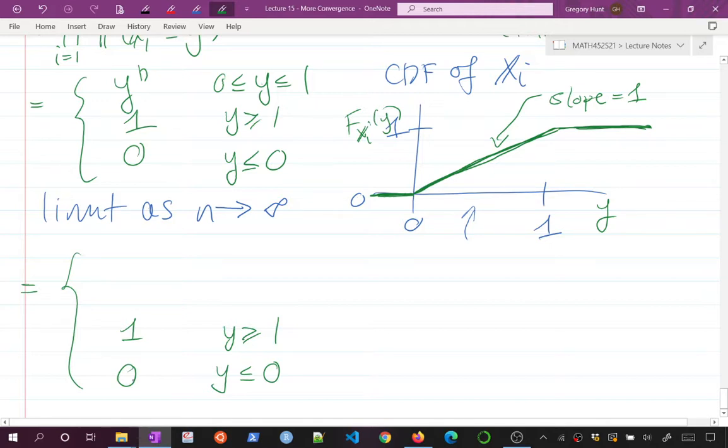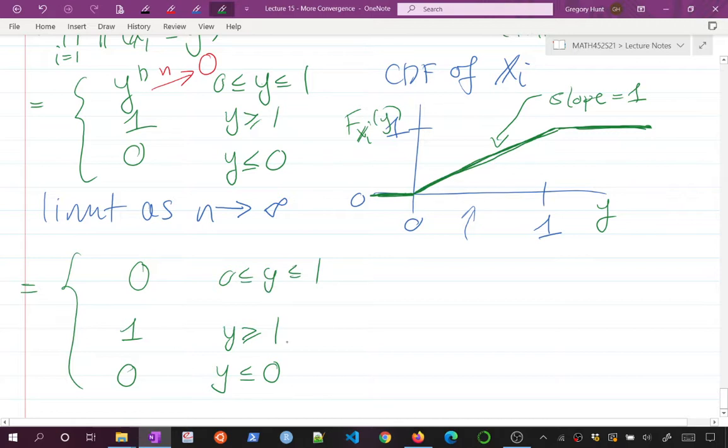And in the case where y is between 0 and 1, the kind of interesting case, if this is a number between 0 and 1 raised to successively higher and higher powers, this thing is going to go to 0. As n goes to infinity, this goes to 0. And so we can actually summarize this thing.